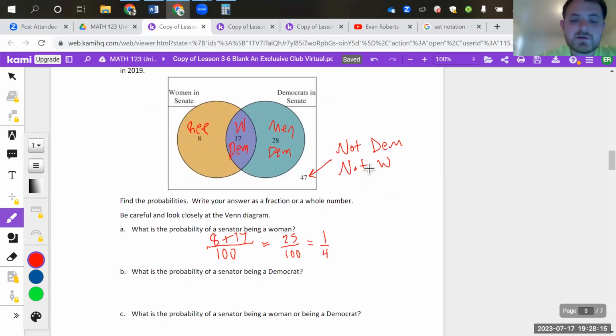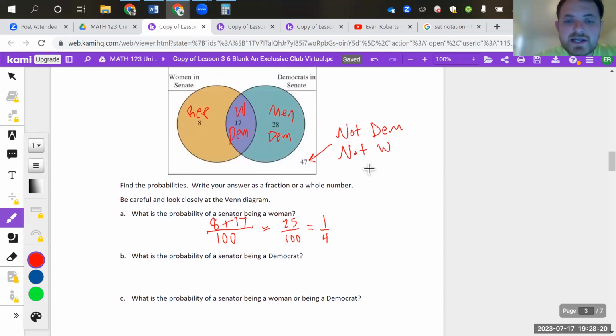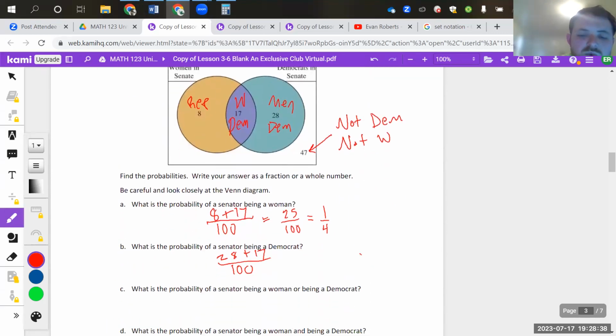Okay, so then the probability that a senator is a Democrat. If I look at the Venn diagram, we've got 28 Democratic men. We've got 17 Democratic women. And so I just added them together to get 45. If you're using the formula up there, essentially it's just saying that you could have done 28 out of 100 plus 17 out of 100. That becomes the same fraction up there.